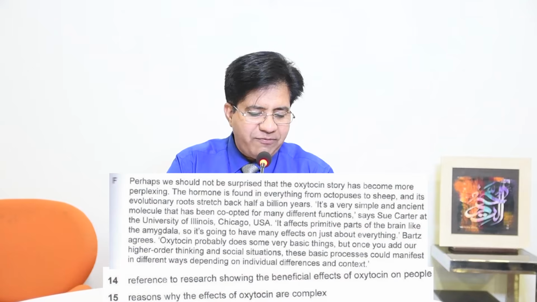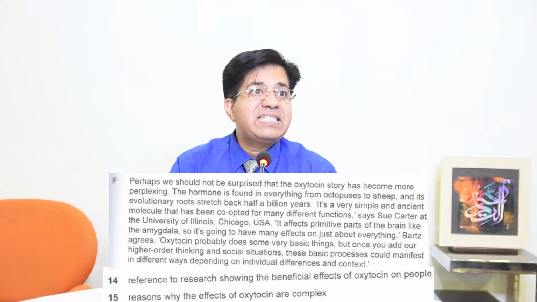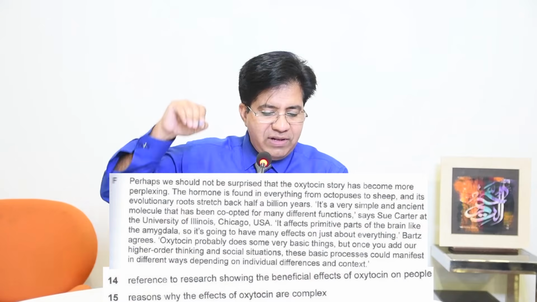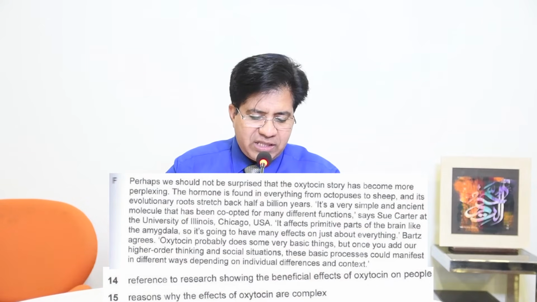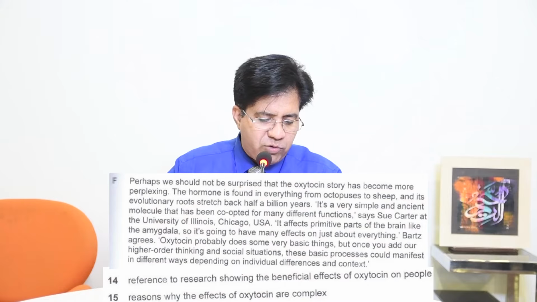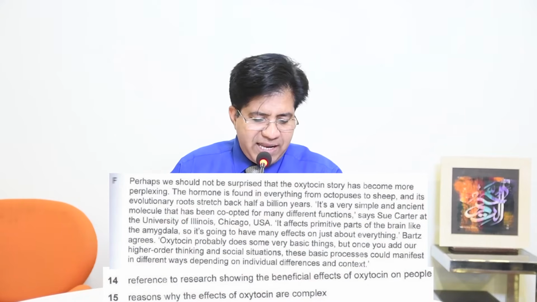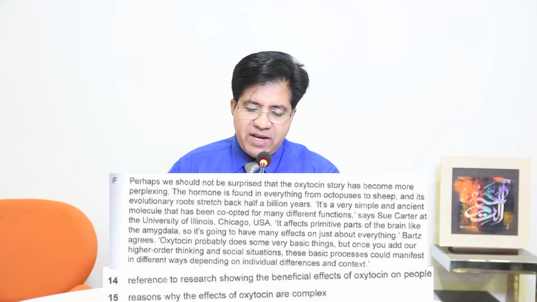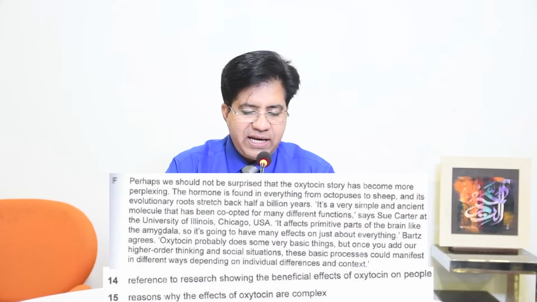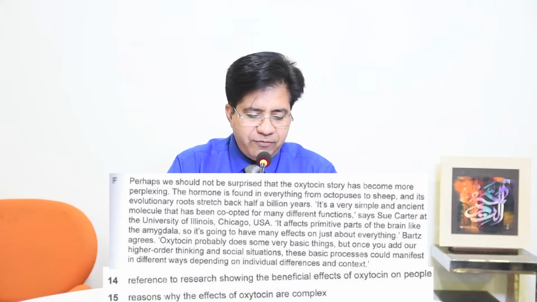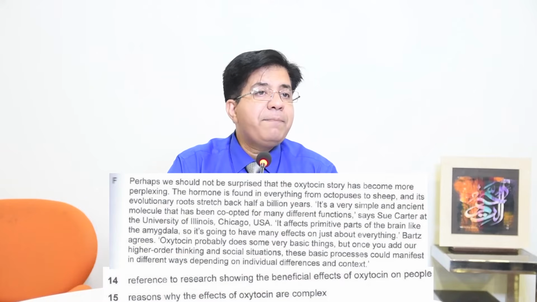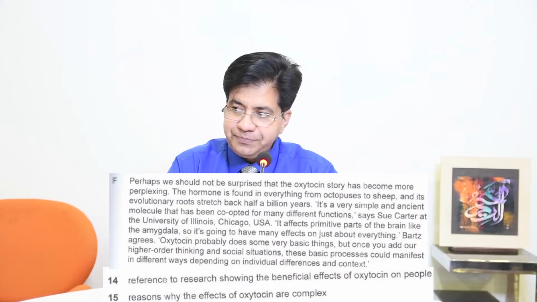Now let's come to paragraph F. Perhaps we should not be surprised that the oxytocin story has become more perplexing. And if you read on, they will give you the reason. The hormone is found in everything from octopus to sheep and its evolutionary root stretch. Then you read on, you will find more reason. It's a very simple and ancient molecule that has been co-opted and all that. You will find reasons. So for question number 15, correct answer is F. And the word complex and perplexing, the first line gave you the idea.